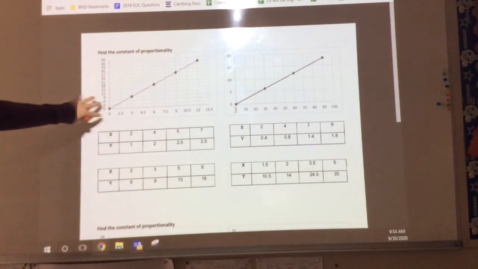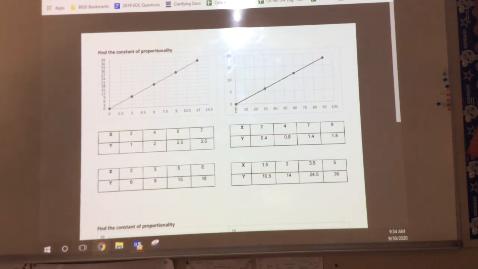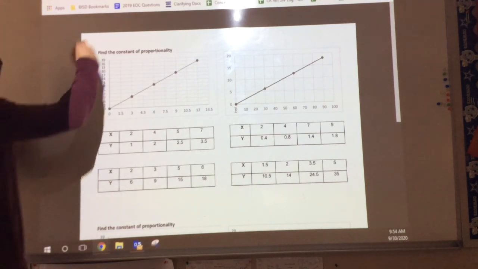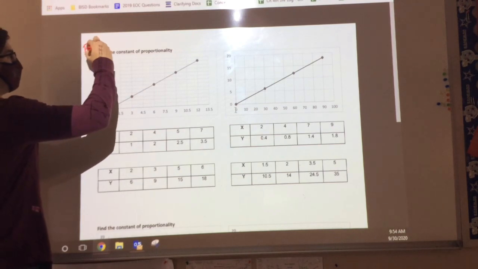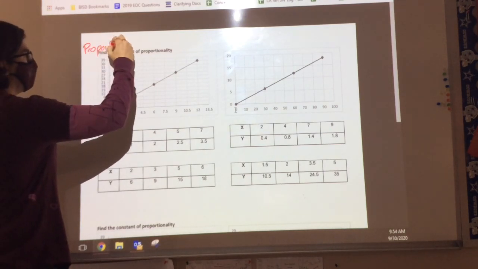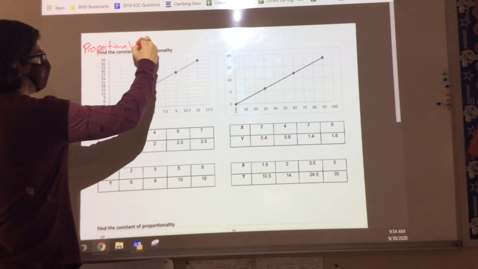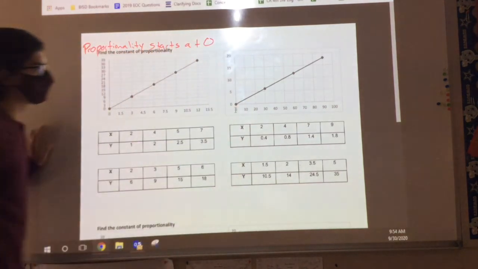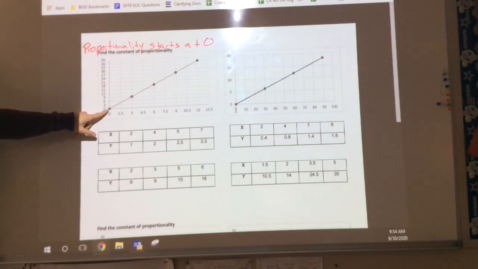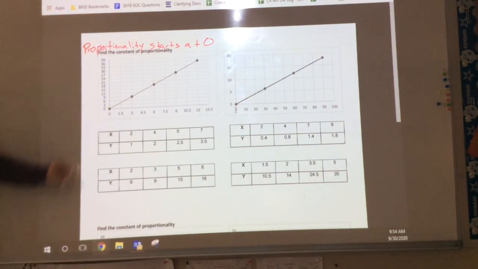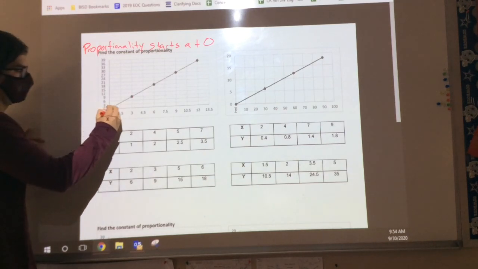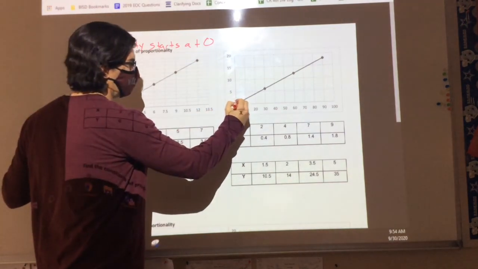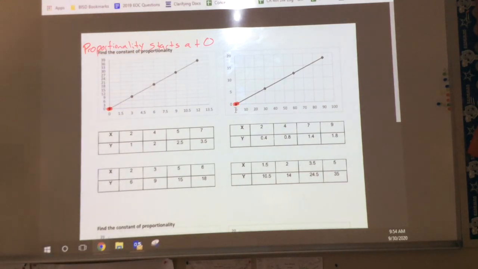Okay, so here we've got a graph, right? The biggest thing, I want you to add this to your notes: proportionality starts at 0. So do you see how right here, we're at 0, 0? That's how I know it's proportional. This 0, 0 here is how I know it's going to be proportional.